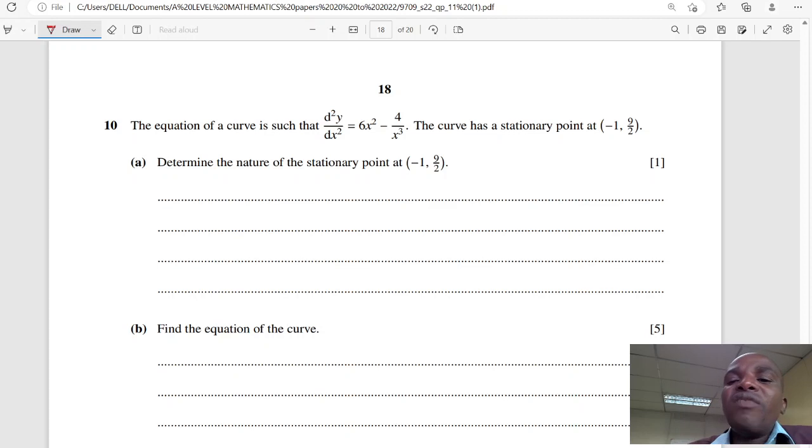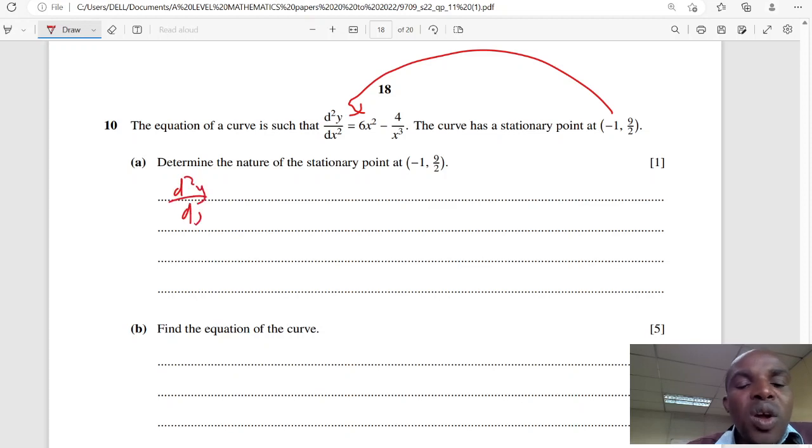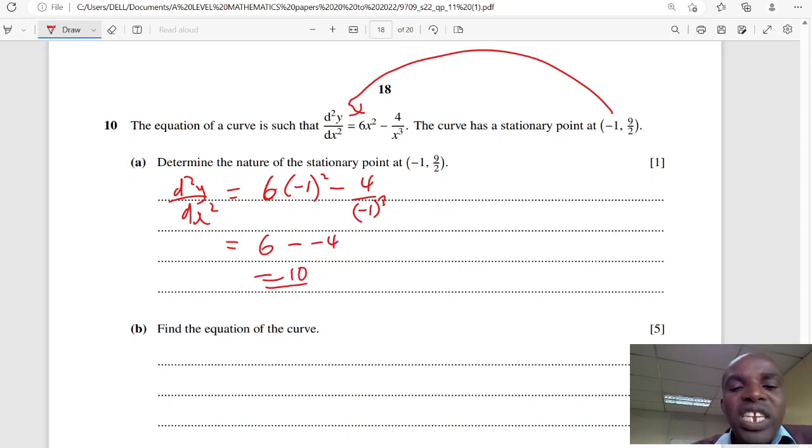So you just find d squared y over dx squared. It's already given, so you just put x as minus 1. So x goes to minus 1. You say d squared y over dx squared is equal to 6 times (minus 1) squared minus 4 over (minus 1) cubed. Simplify this part. It will be 6 minus minus 4, so it will be 10, positive 10. Right. So positive 10 means it's greater than 0. So d squared y over dx squared is greater than 0. So it's a minimum.